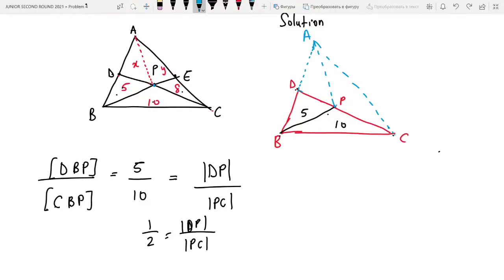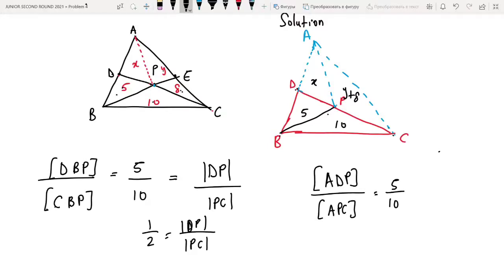So what does that mean? Based on what we did here, the area of this is X, and the area of this is Y plus 8. Remember, I didn't draw this extra line here because it was not necessary at this point. So this is Y, this is 8, and the sum is Y plus 8. According to the lemma, the ratio of the area of ADP over APC is equal to 5/10, which is equal to X over Y plus 8. So I found one equation that has X and Y as variables. It means that 2X equals Y plus 8. This is equation 1.